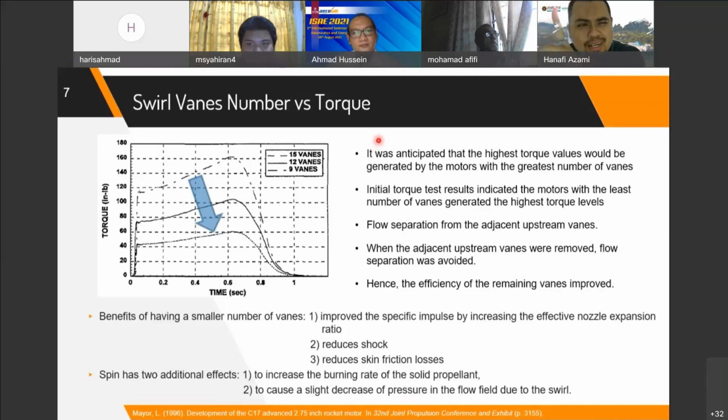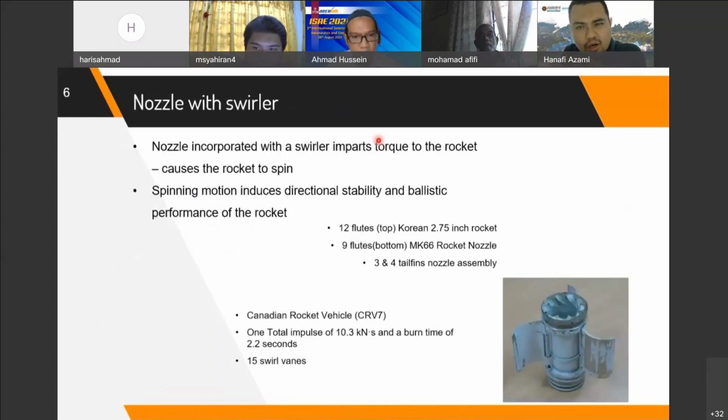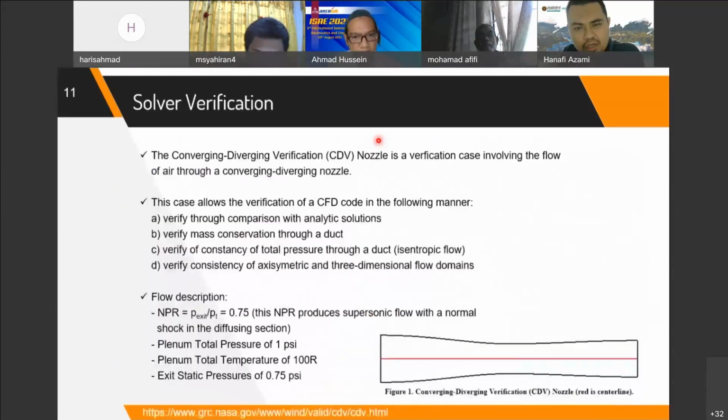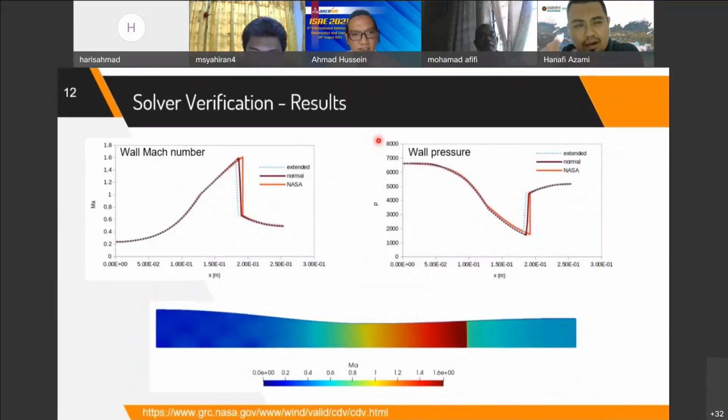All right, thank you. One more thing, Dr. Hussein, why do you have the normal shock inside the divergent section? Yes, this is the verification case. We have a normal shock, but this is the verification case provided by NASA. Verification case. Okay, I see. The data is there on the net, so you can do verification of your code. I see.